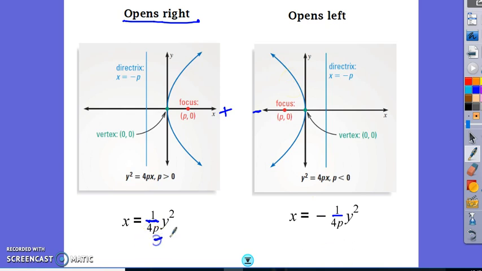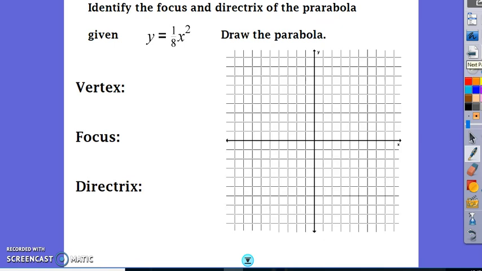The p value in these equations is going to be the distance from the vertex to the focus, and again, the distance from the vertex to the directrix line. So the p value is defined the same way. It's always a distance from the vertex to the focus and a distance from the vertex to the directrix. Remember, distance is always positive, but we'll go one to the right and one to the left on either side of the vertex. So here's our first example.